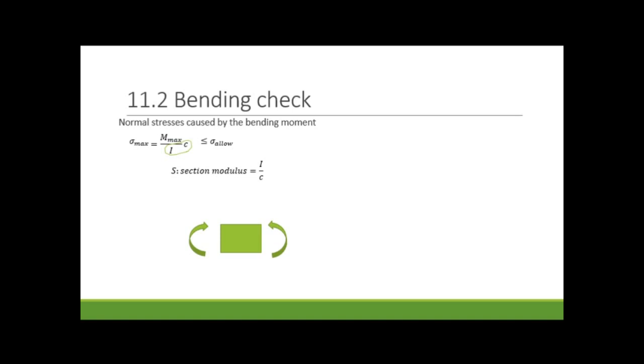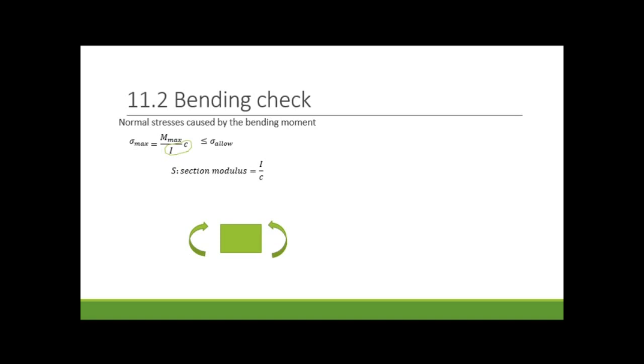And also, I want to simplify the moment of inertia divided by c. I call it the section modulus. Section modulus means the resistance to the bending moment. So if our section modulus is higher, our stress is going to be lower. If our section modulus is lower, our sigma values, the internal normal stress values, become larger, bigger.